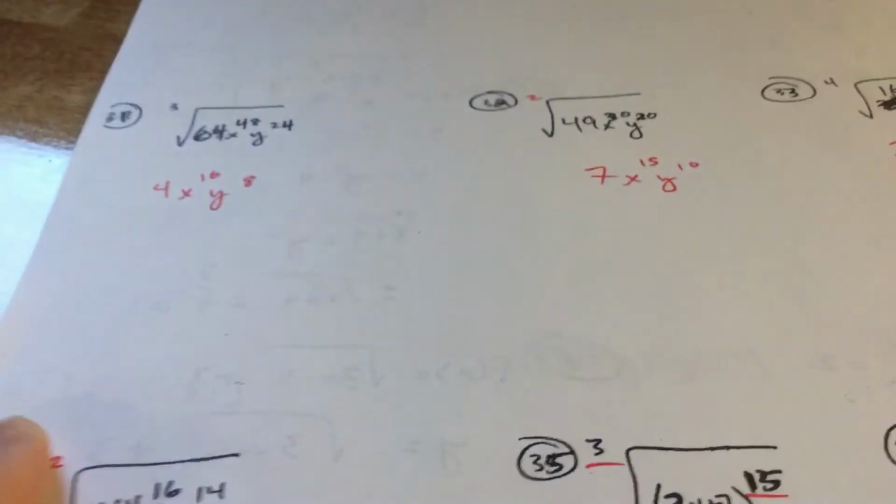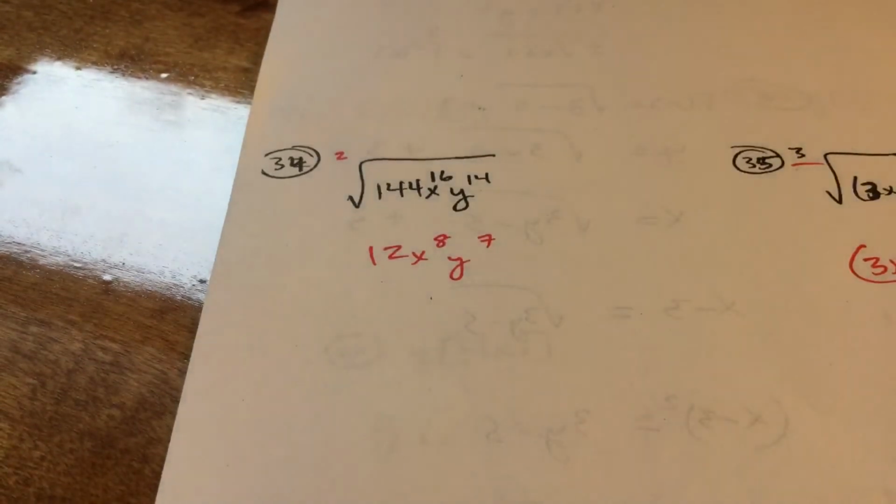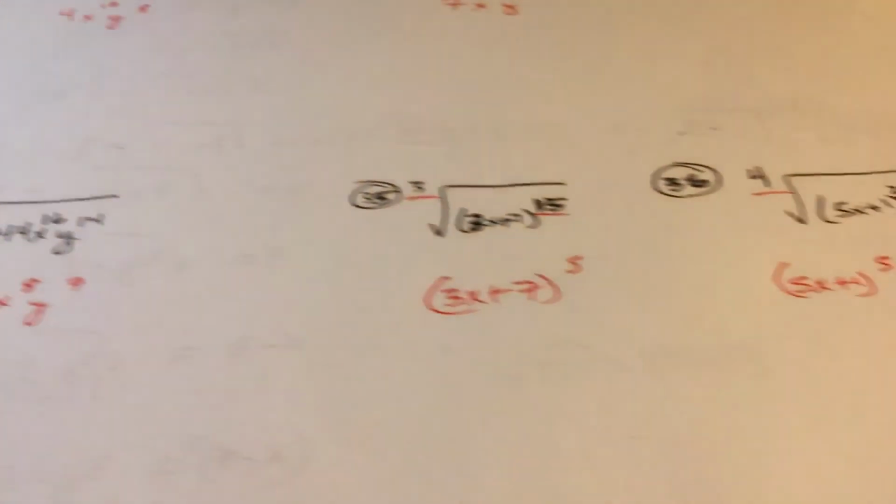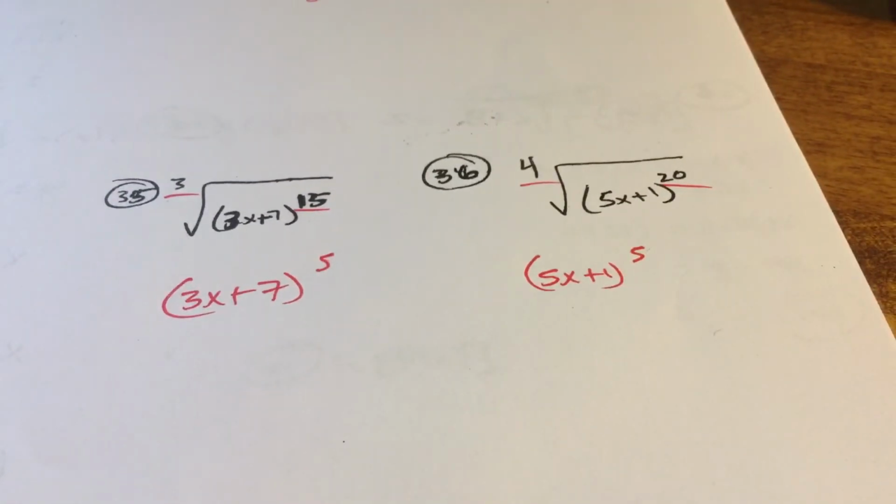All right. There we go on 34. And there's 35 and 36. Okay. There you're just dividing the exponent by 3. So you have that expression 3x plus 7 now to the 5th, because there are 5 triplets in that 15.